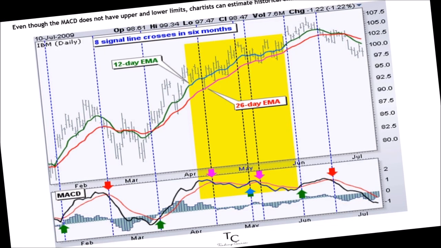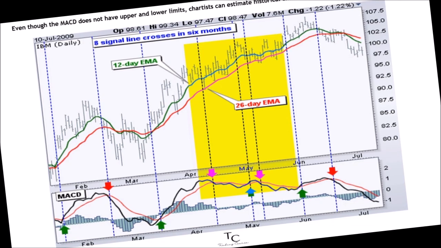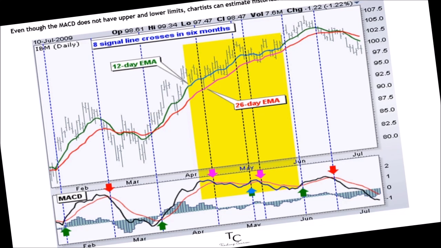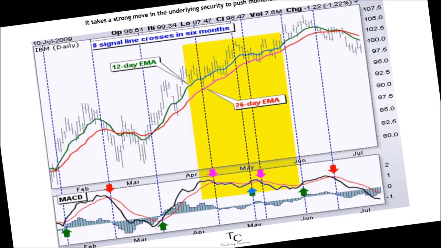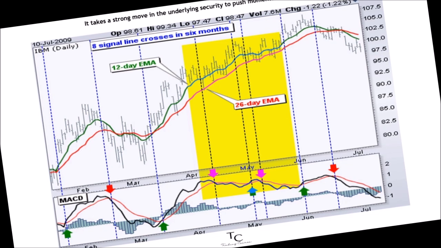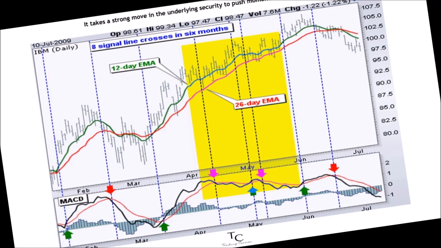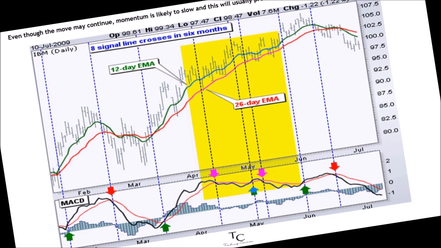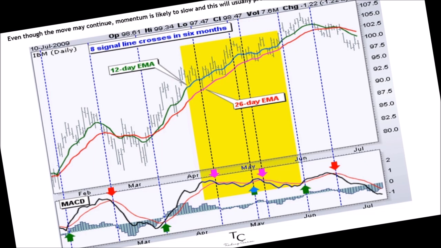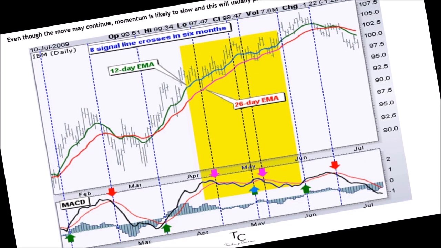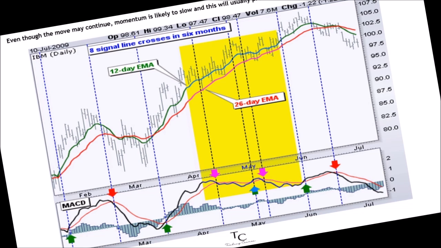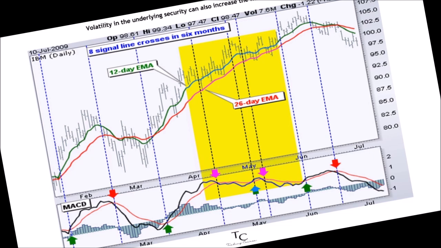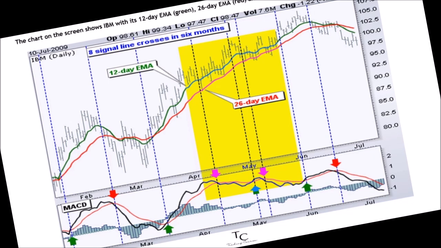Even though the MACD does not have upper and lower limits, chartists can estimate historical extremes with a simple visual assessment. It takes a strong move in the underlying security to push momentum to an extreme. Even though the move may continue, momentum is likely to slow, and this will usually produce a signal line crossover at the extremities. Volatility in the underlying security can also increase the number of crossovers.